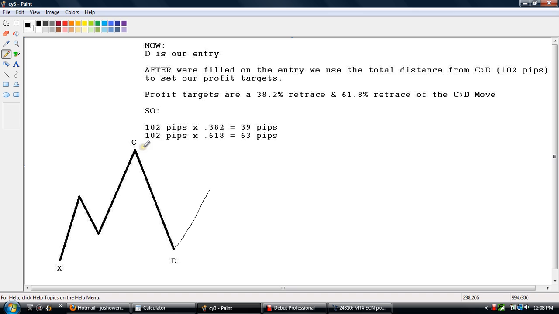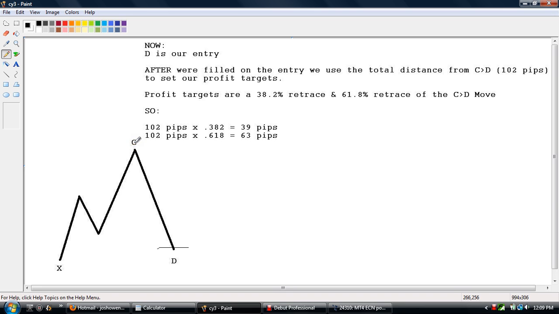And there again, you'll know you have your fib tool. You're going to move the fib tool from the X to C. You don't need that anymore because you've been filled on the D entry. So you're no longer concerned with the distance from X to C. That doesn't matter. It's irrelevant anymore. You only now need to think about the distance from C to D, because you've been filled here at D, but you need to know where to get out. And you get out when price retraces back into where it came from. So that's what we're thinking about when we have our fib tools done.